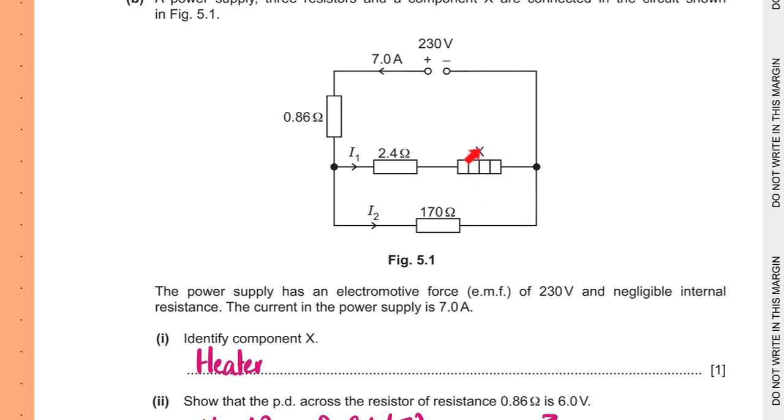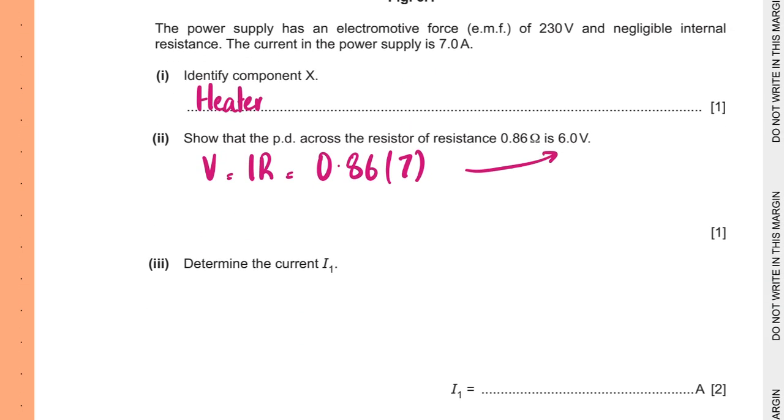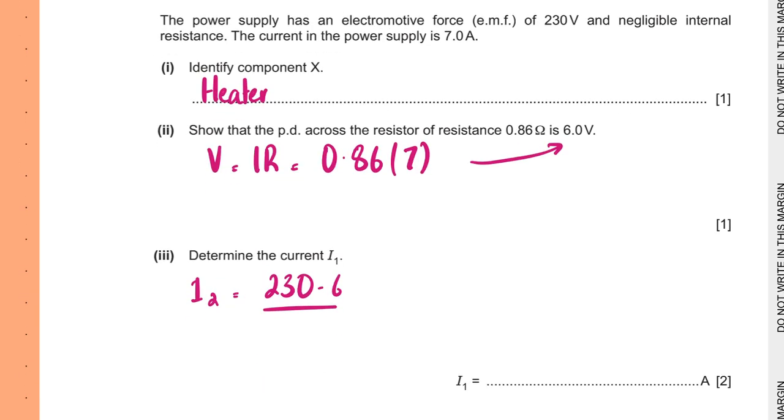So I don't know resistance X, but I can find out I2 first, right? So I can just do 224 divided by 170. That's going to give me I2. So I2 is going to be 230 minus 6, which is 224 over 170.